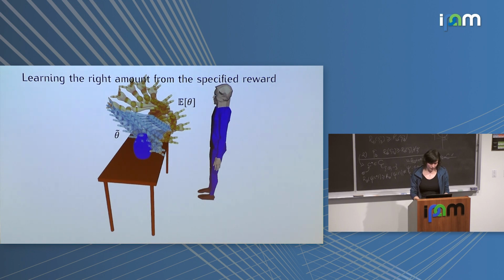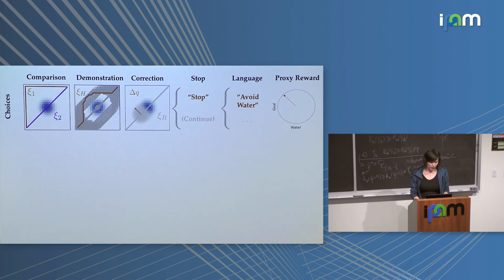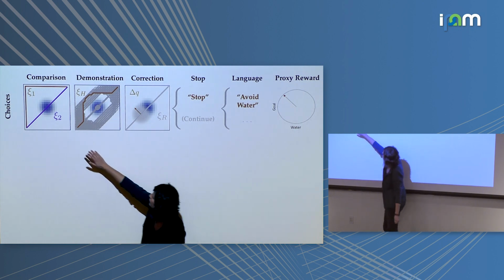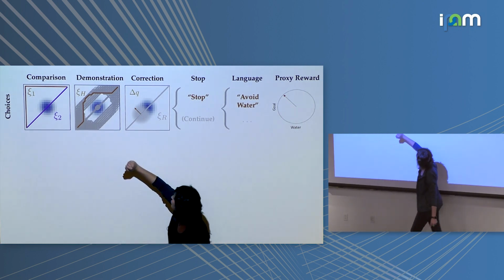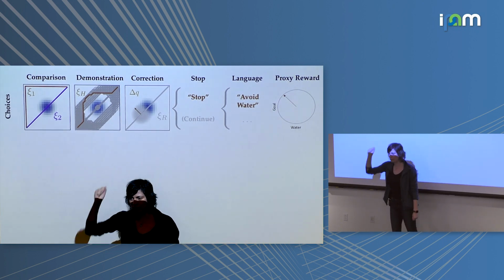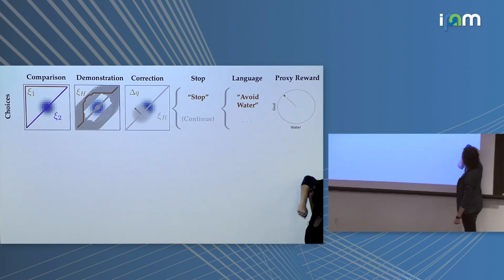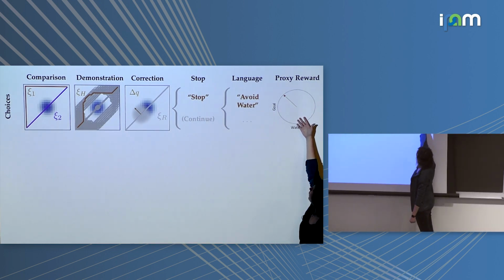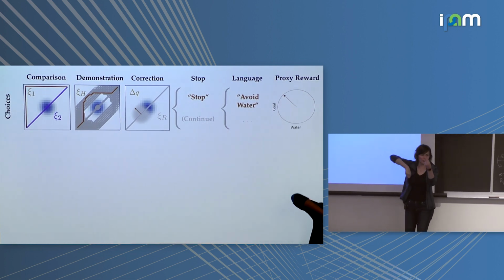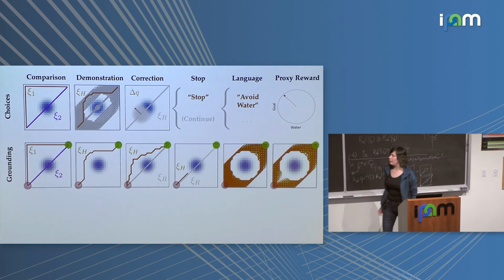To understand that, I think maybe this visualization here could be helpful. So here what we try to show is for different types of feedback: comparisons, demonstrations, the person corrects you. So in this case, they give you this external torque that perturbs your trajectory. They might tell you to stop. They might speak to you and tell you to avoid the water, or they might actually set a reward function. Might tell you this is the trade-off between avoiding the water and reaching the goal.